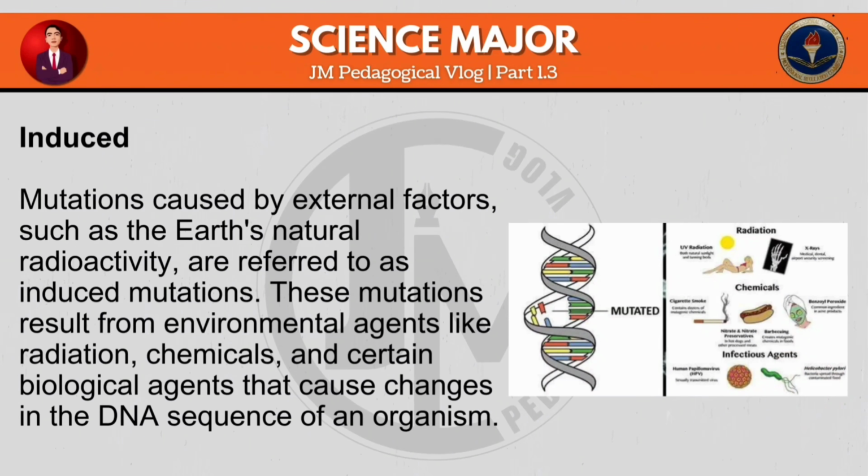Mutations caused by external factors, such as the Earth's natural radioactivity, are referred to as induced mutations. These mutations result from environmental agents like radiation, chemicals, and certain biological agents that cause changes in the DNA sequence of an organism.